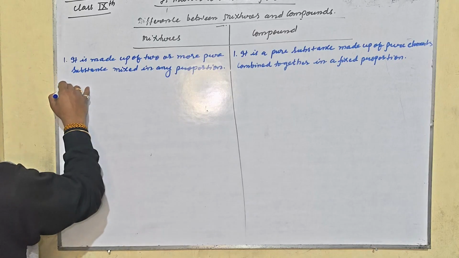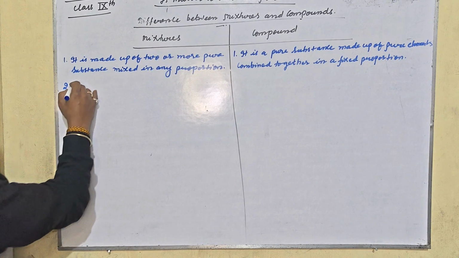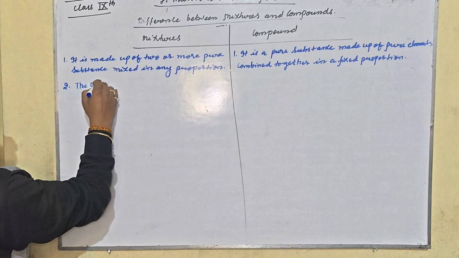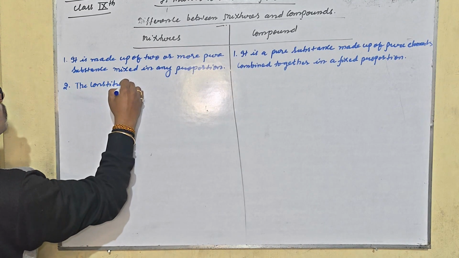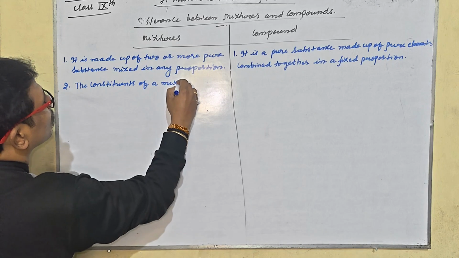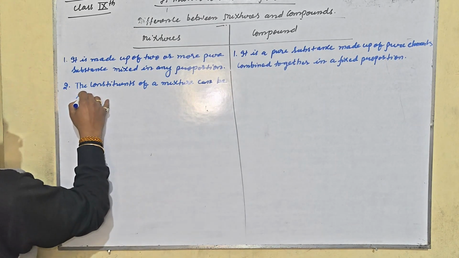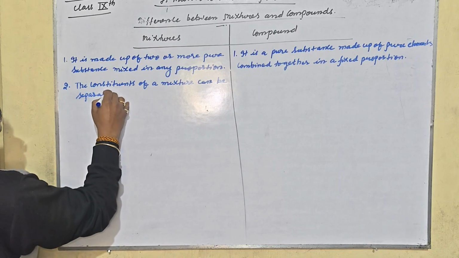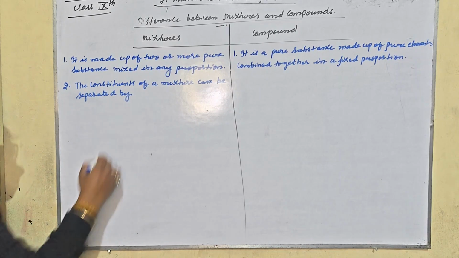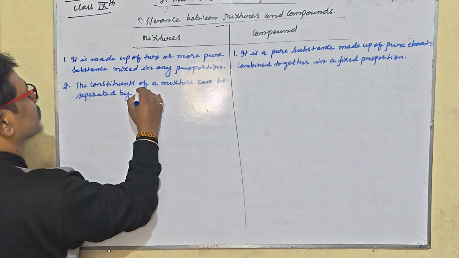Proportion. Second point of difference: the constituents of a mixture can be separated by simple physical process.